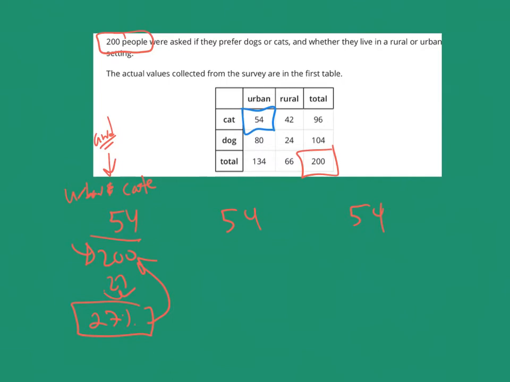Next, I'm going to switch a color to yellow. So now I'm going to think about just the urban people. 54, how many urban people are there? There's 134 overall. Out of the 200 people, 134 of them in the total of the column live in an urban setting. So out of just the urban people, how many have a cat? 54. And what's 54 divided by 134? We get 0.402, or 0.403 technically, which is 40.3%, or approximately 40%.